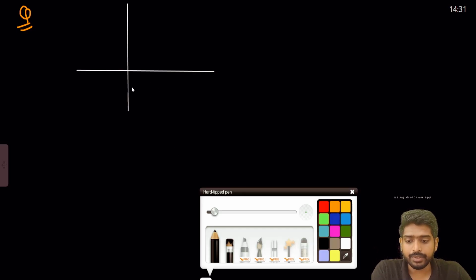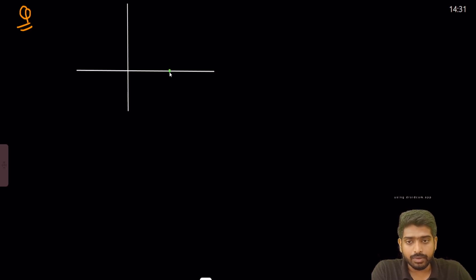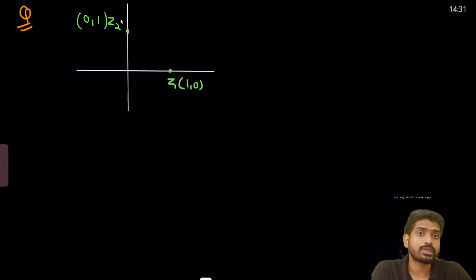Let's suppose I have taken one vector or one complex number z1, which is (1, 0). Here I have taken one more complex number z2, which is (0, 1). The magnitude, or modulus, of both complex numbers is the same, right? This is my vector z1, the position vector of z1 joined with the origin. So this is the position vector of z1, and this one is the position vector of z2.